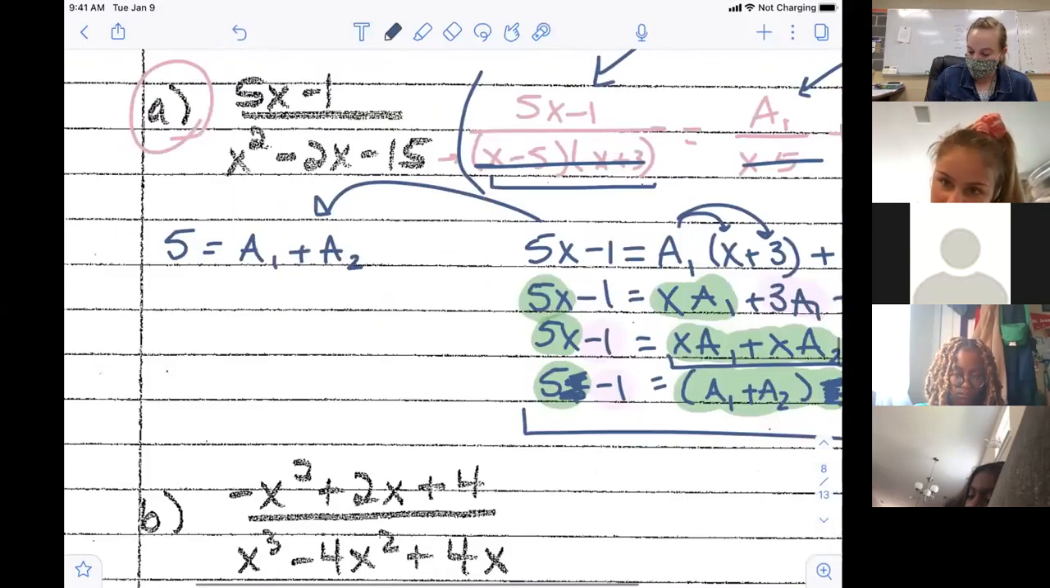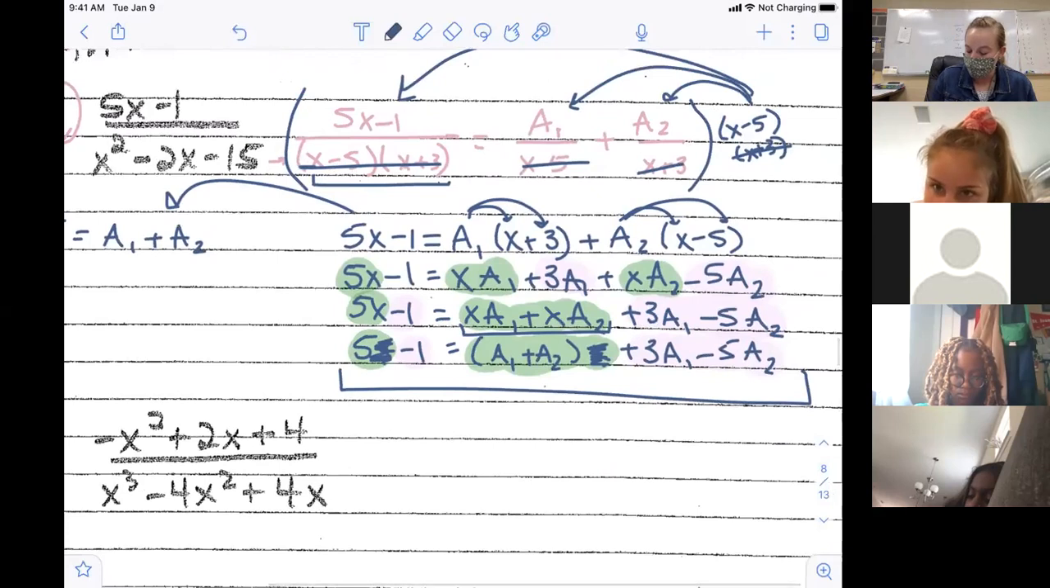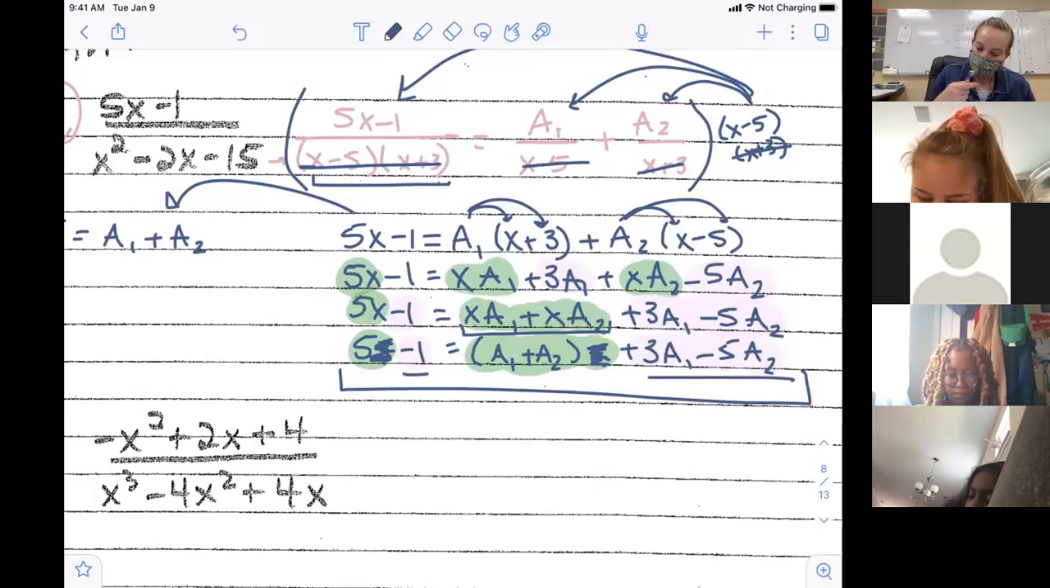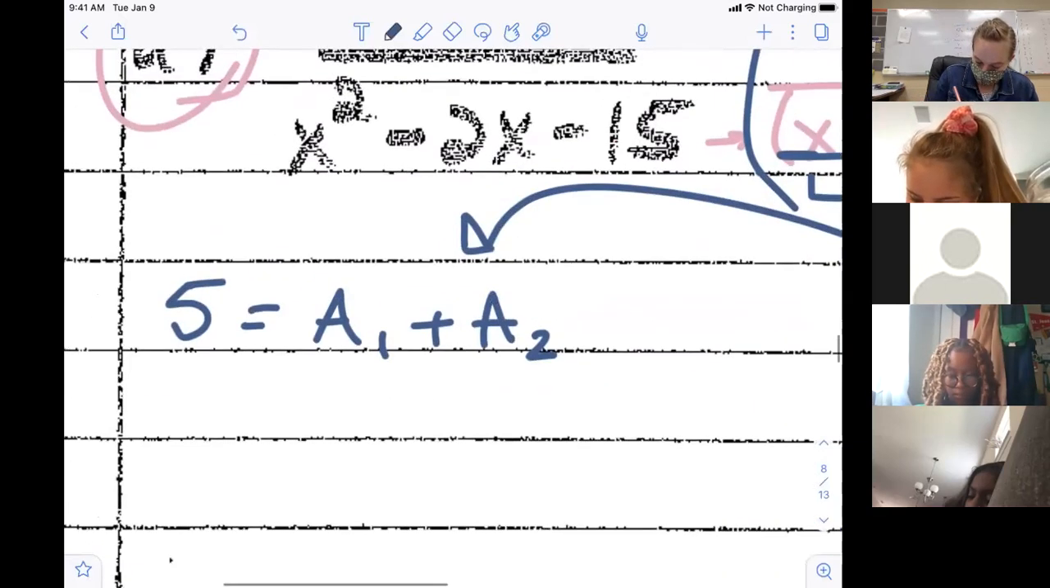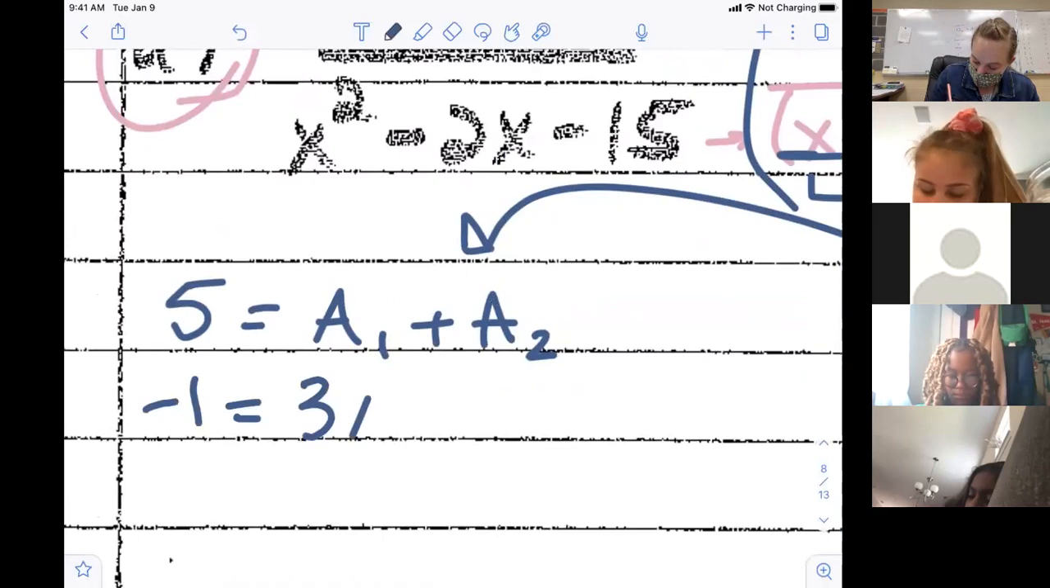And then I'm going to do the same thing with the pink. I'm going to write -1 equals 3a1 minus 5a2. I had nothing to lose on that one, though, because there were no x's there. So I don't have to cancel anything out. I'm just literally taking my constants over and making a new equation. So -1 equals 3a1 minus 5a2.